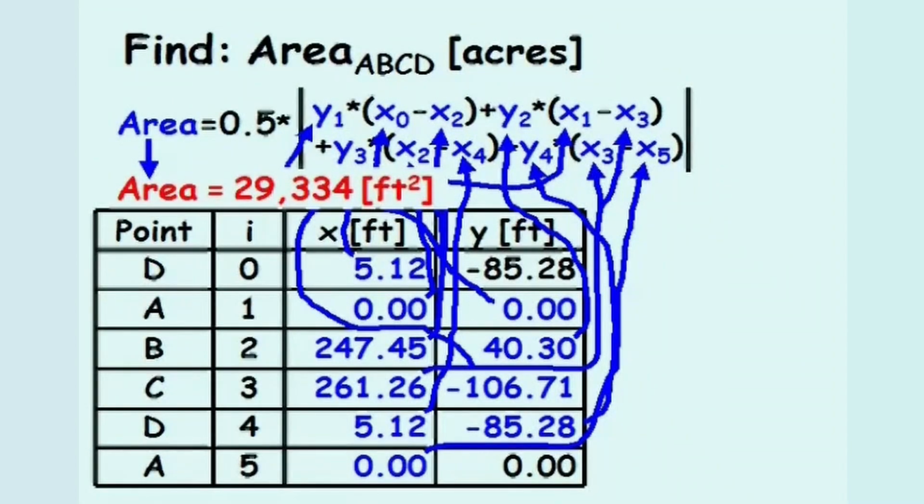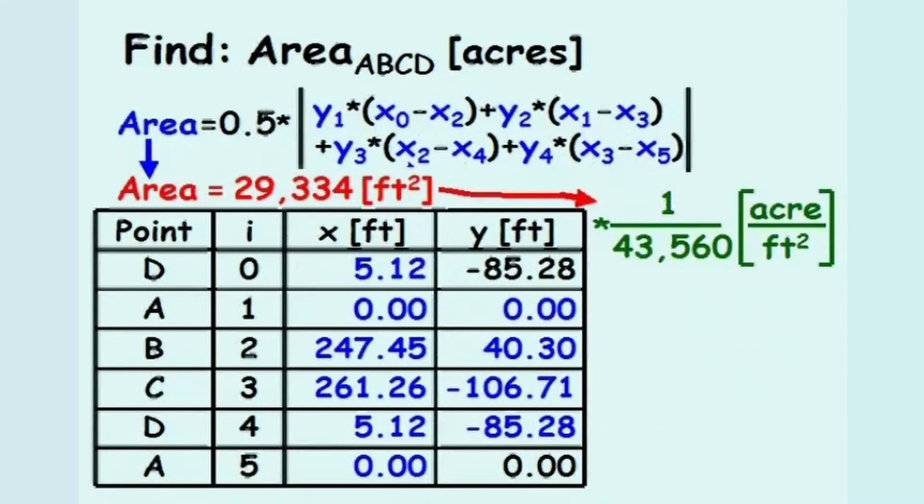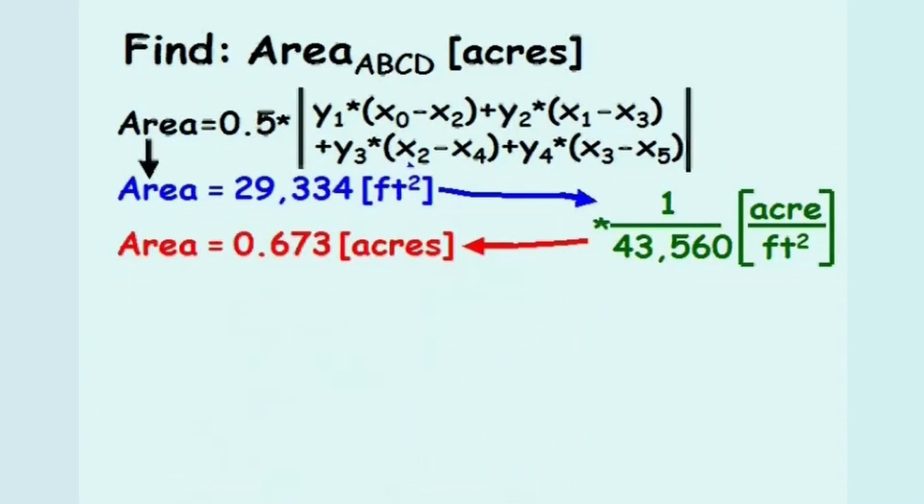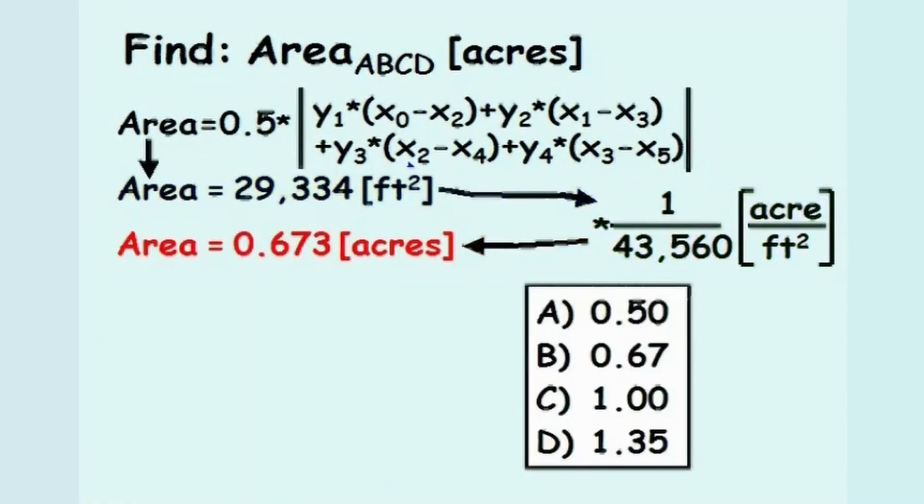Since the problem asks to find the area in acres, we'll divide this quantity by 43,560 square feet per acre, and the final area equals 0.673 acres. When reviewing the possible solutions, the answer is B.